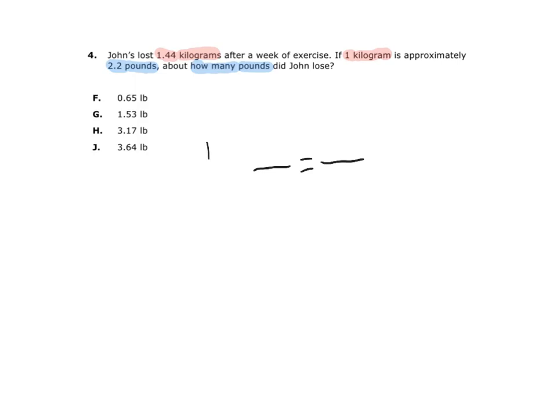Since we're looking for pounds, we're going to put that on top. And we know both kilograms, so that's going to be on bottom. Since we're looking for pounds, the X goes up top with it. We know the other pounds is 2.2. Now, in the question, we know 2.2 is related directly to 1 kilogram. So the 1 kilogram is going to go right below the 2.2. The 1.44 is going to be in the only other open spot. So now we need to cross multiply. So we're going to multiply 1.44 times 2.2.